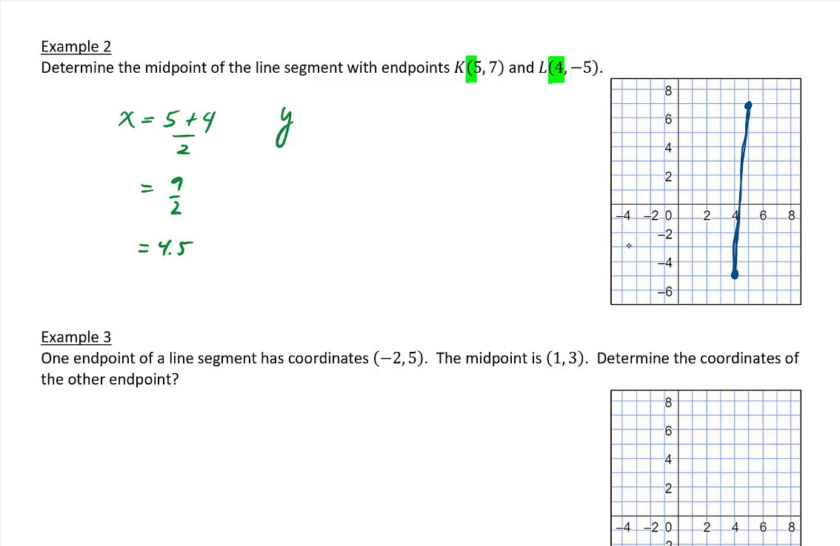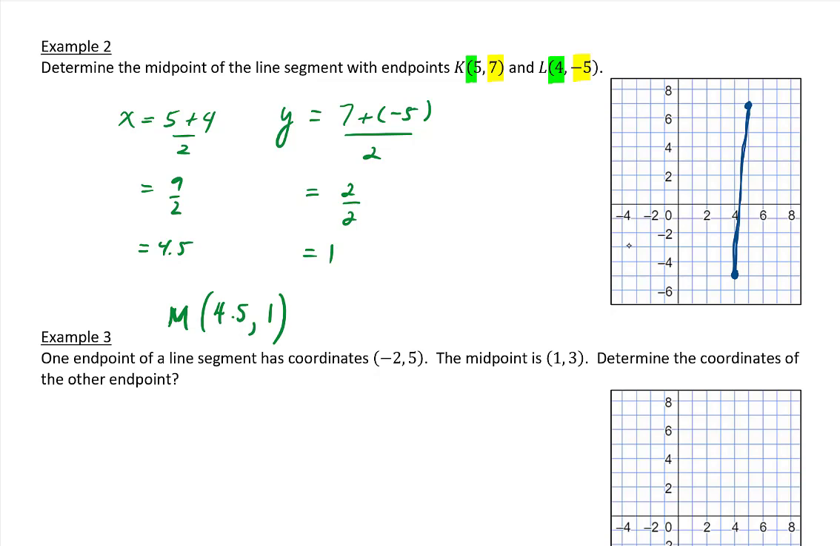Let's take the average of the y's. So the y's we see are 7 and negative 5. So I get (7 plus negative 5) over 2. That's 2 over 2, which equals 1. So this tells us that we have a midpoint that is (9 over 2, or 4.5, comma 1).